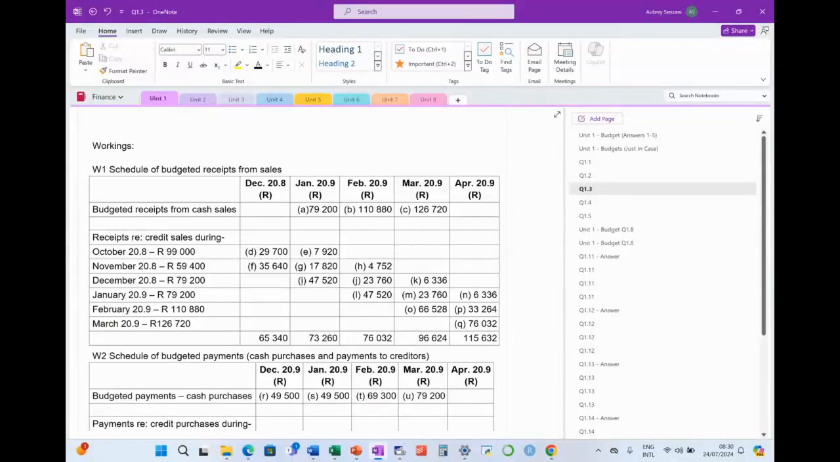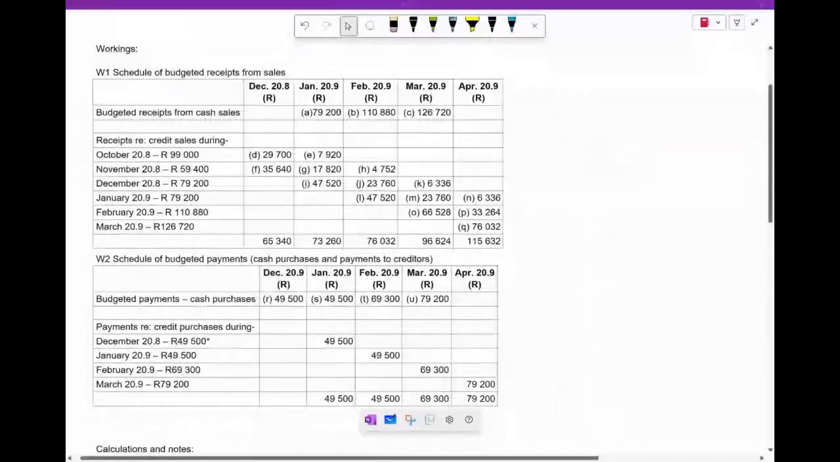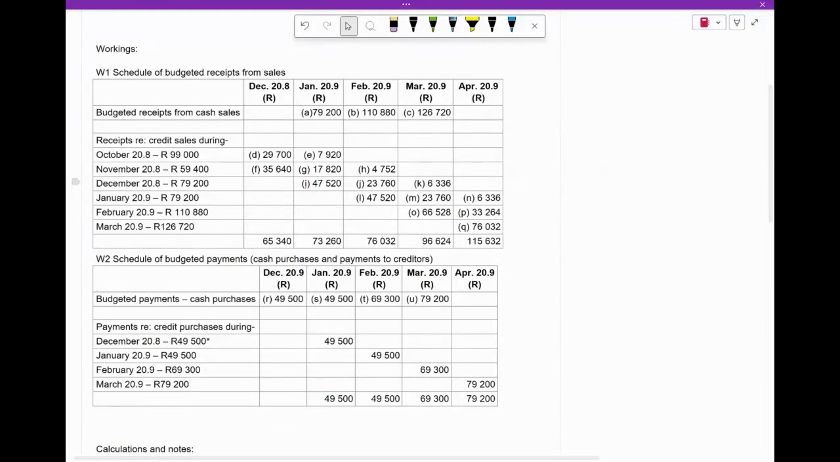Remember, they told us, so I'm actually just going to do maybe 1 or 2 of these, because I think these schedules are a little more complex than the ones you guys have done, because they've just added 1 or 2 things to it. So here they actually told us the budgeted sales.